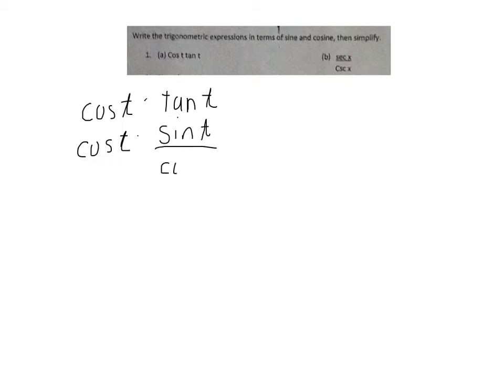Write the trigonometric expressions in terms of sine and cosine, then simplify. So for number 1, part A, we write cosine of t times tangent of t. Tangent of t is equal to sine of t divided by cosine of t. Next, the cosines cancel out, so we're left with sine of t.